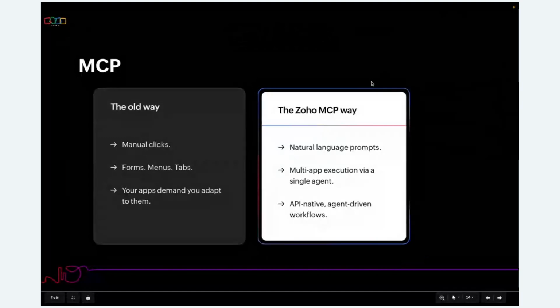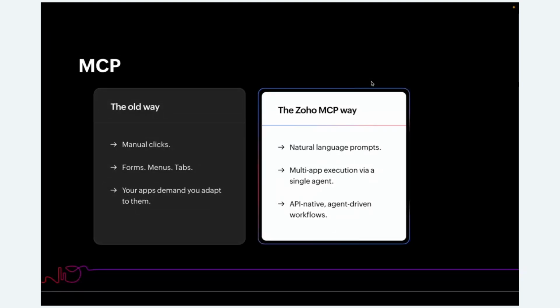Let's look at the Zoho Analytics MCP server. MCP stands for Model Context Protocol. It's an open standard introduced by Anthropic in November 2024 to make it easier for AI systems, especially large language models, to connect with tools, data, and services outside themselves. Think of MCP as the USB-C port for AI, a single universal connector that lets AI agents plug into any tool or data source without needing a custom integration each time.